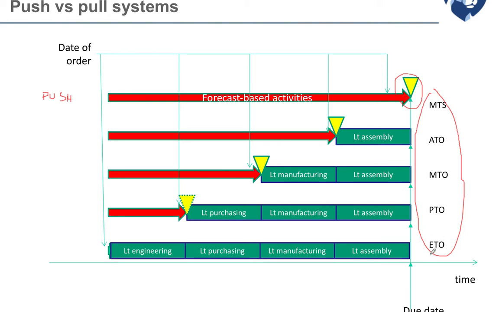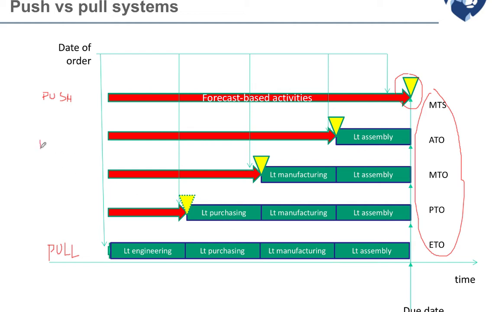While instead, on the other side, engineer to order is a complete pull system. Because again, please remember that you start doing all the activities just after the customer demand has arrived. So the date of the order is here, and you start doing activities just after having received the customer request. This is a completely pull system because these stages work only if there is an order, if there is a customer demand. So the product flow in the supply chain is pulled by the customer demand.